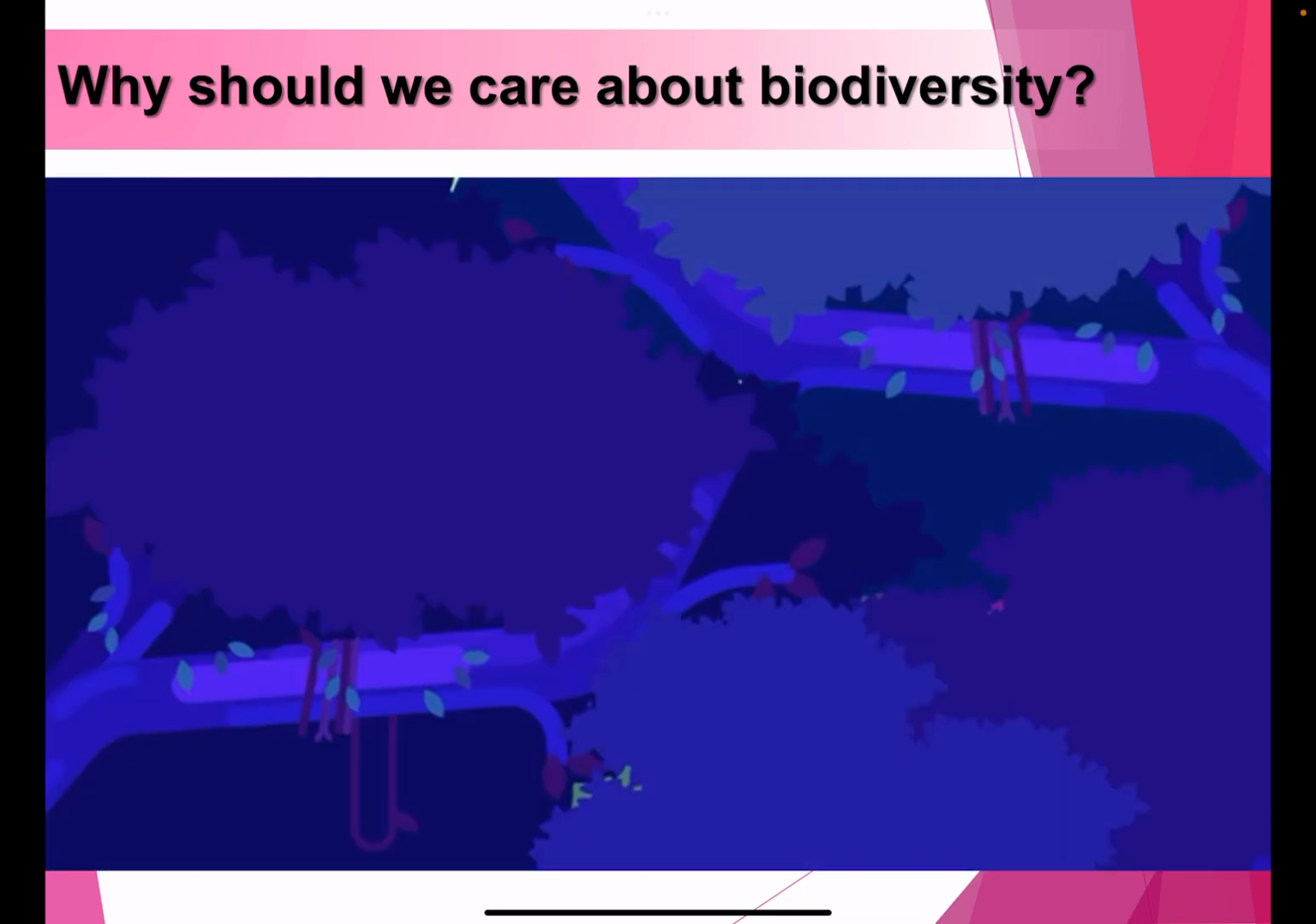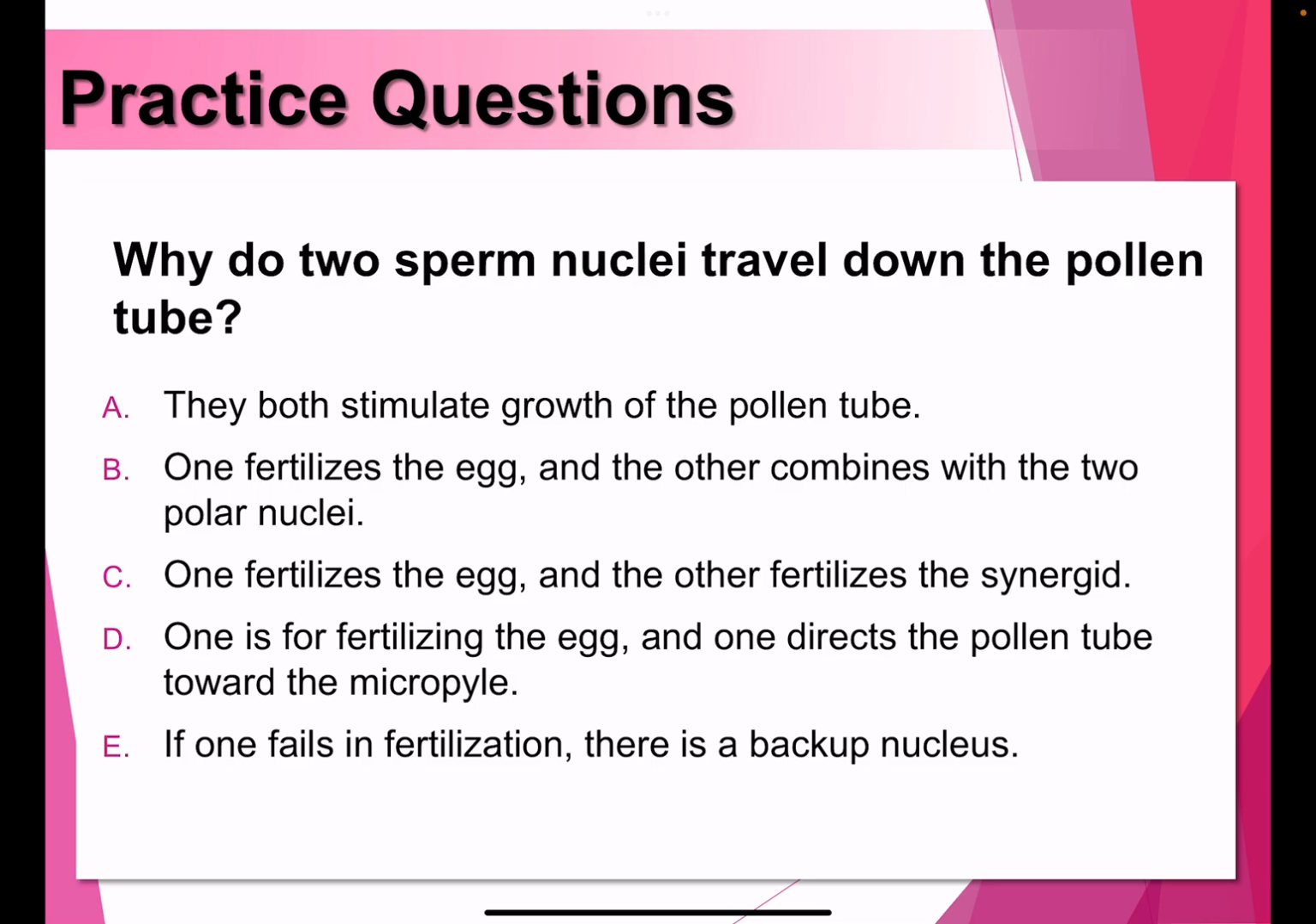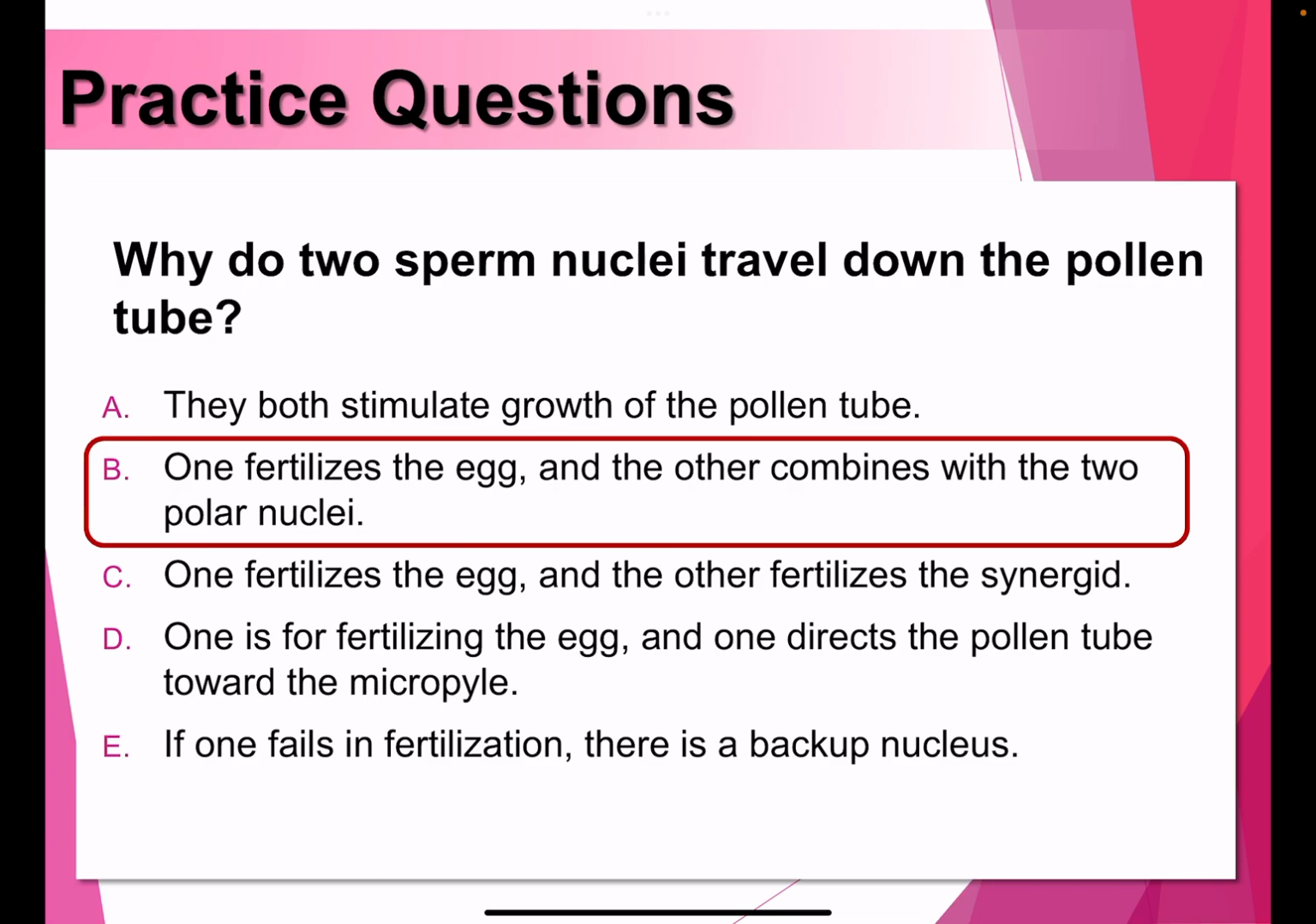Okay. So that concludes chapter 30, Plant Diversity, Part 2. What we have left is just practice questions and we'll be done. So why do two sperm nuclei travel down the pollen tube? What is the purpose for that? Well, it's for double fertilization, which is where one sperm will fertilize the egg, the other combines with two polar nuclei.